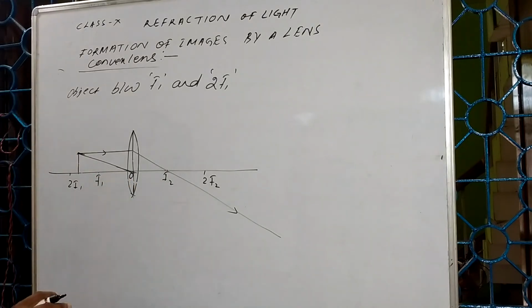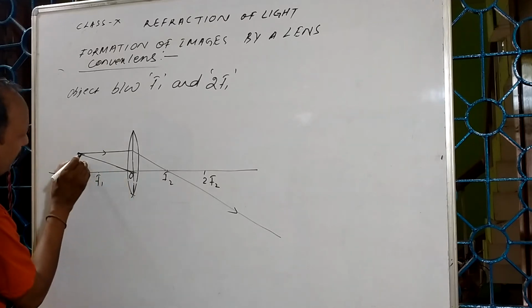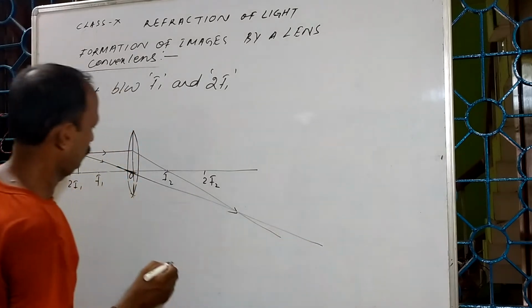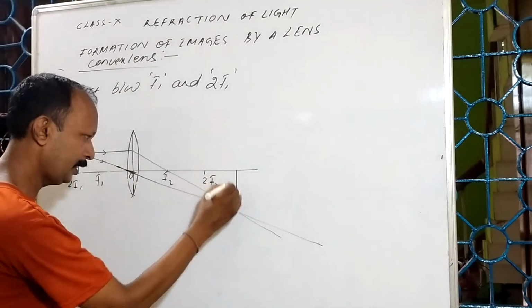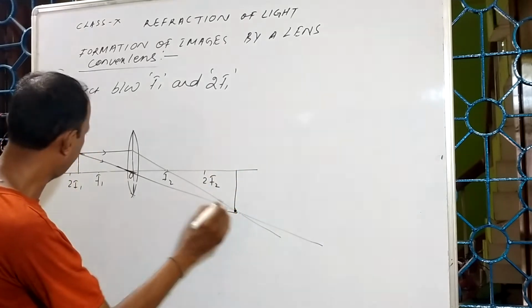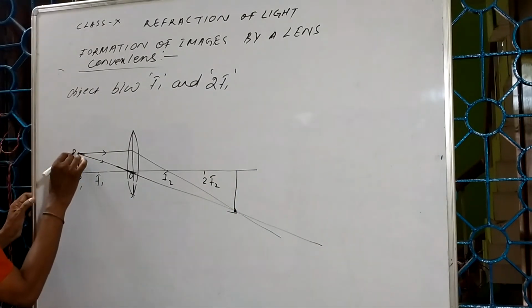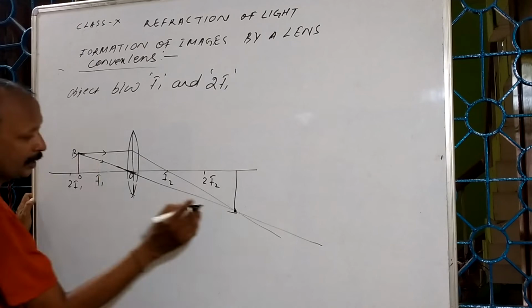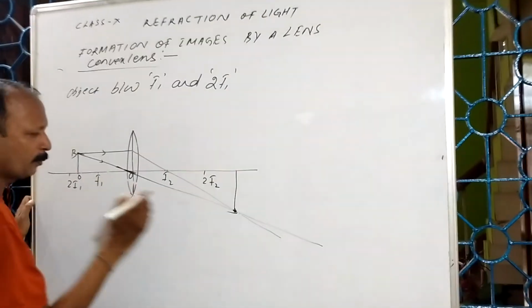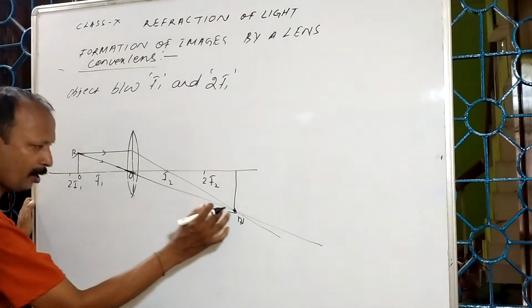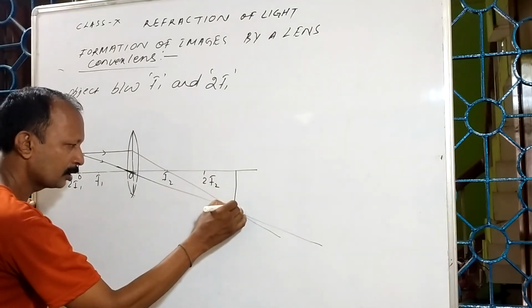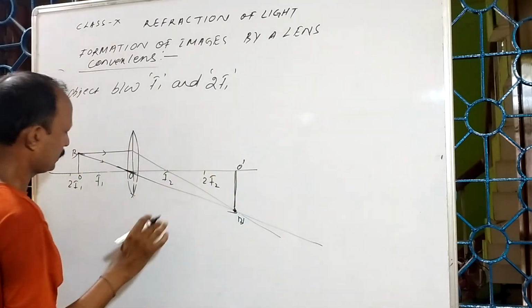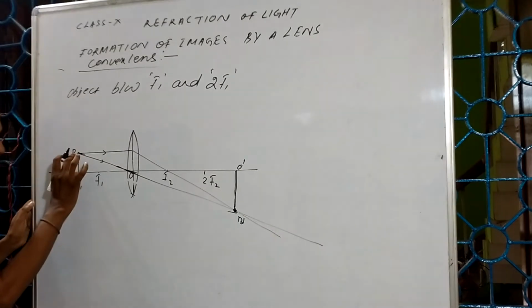Next, the ray incident at O moves like that only. So it is meeting here. Suppose this is O, this is B. From the point B, I have taken two incident rays. So this point is the image of B. I am writing B dash. From here, you have to draw the perpendicular to the principal axis, and this is O dash. O dash B dash is the image of OB.